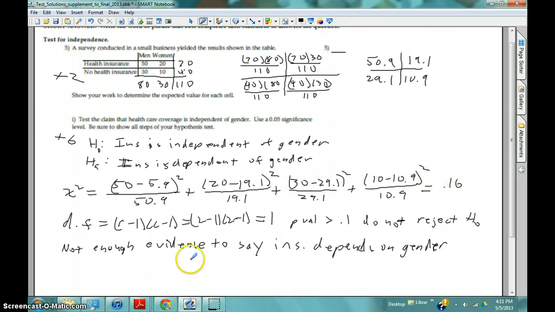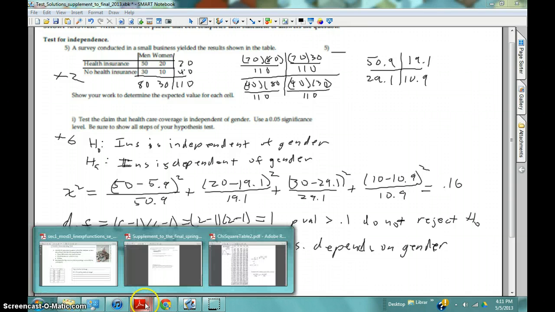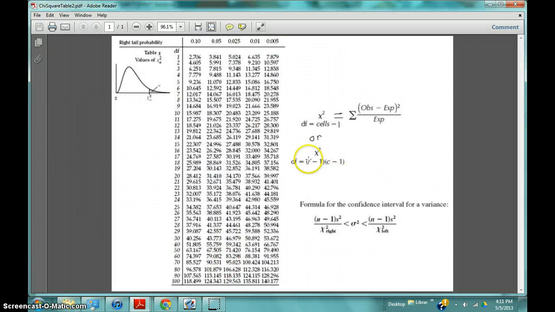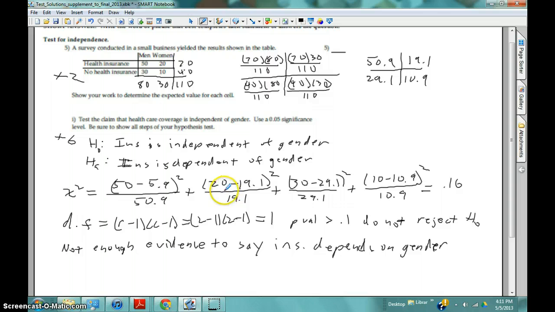Very small. And if you look that up on your chi-squared table, degrees of freedom is rows minus 1 times columns minus 1. Well, there's only 2 rows, 2 columns. 2 minus 1 is 1, 2 minus 1 is 1, 1 times 1 is 1. So we look in row 1, and 0.16 is very small. It's way over here. So the probability of us getting this much randomness by chance is greater than 0.1. So we do not reject the null hypothesis. There's not enough evidence to say that insurance depends on your gender. In fact, the observed and the expected were almost identical for all these.